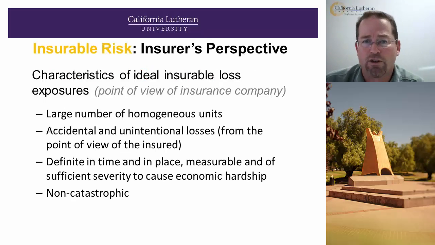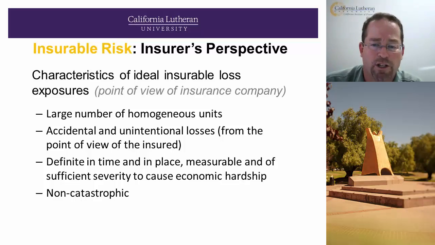Now, as far as the insurer's perspective of an insurable risk, there are certain characteristics they look for. The first being a large number of homogeneous units. Second, accidental and unintentional losses from the point of view of the insured. And they are definite in time and place, measurable, and of sufficient severity to cause economic hardship, and also typically non-catastrophic.